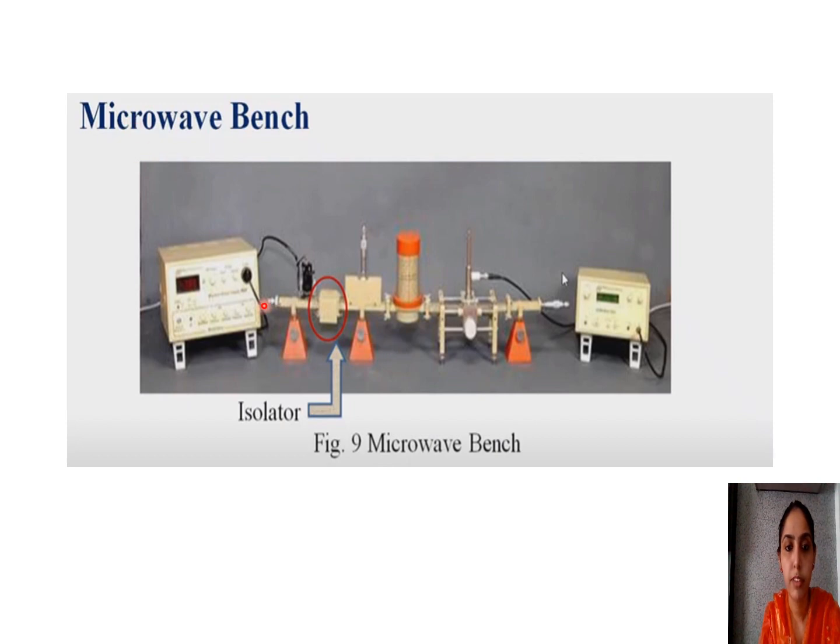This is an example of a microwave bench, and you see the importance of placing an isolator in this bench. Whatever type of source is employed, a klystron or a Gunn diode, the placing of the isolator is important so that if there is a mismatch in the impedance from the load side, the reflections do not come back and cause damage to our klystron source or our Gunn diode. So the placement of the isolator in a microwave bench is very important.